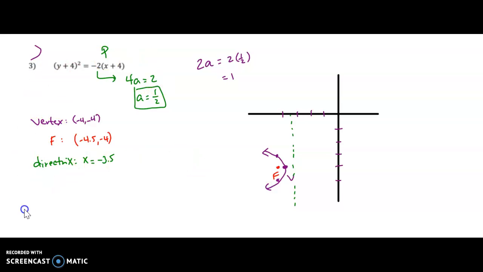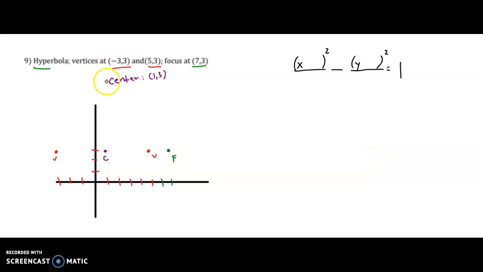So that's number 3. All right, for number 9, this is a hyperbola problem. It asked you to graph it. If you need to pause here and take a look at everything that I wrote, you can do that. You were given 2 vertices, and because of that, I figured out the center at 1, 3. The vertices are 8 units apart because of these x values of -3 and 5, and so the center is going to be half of that, at 1, 3.